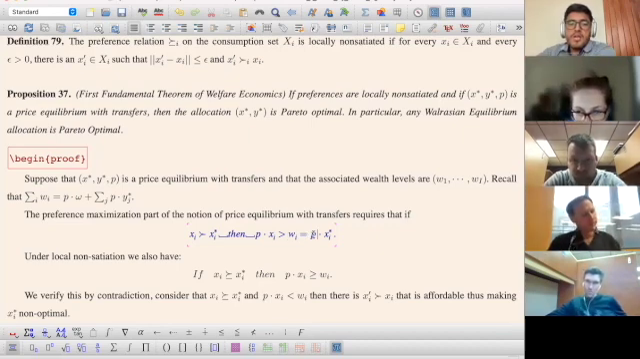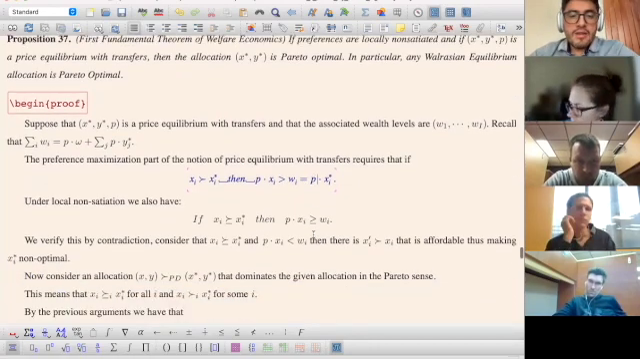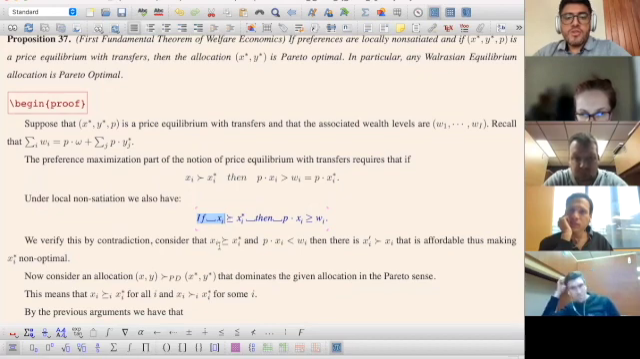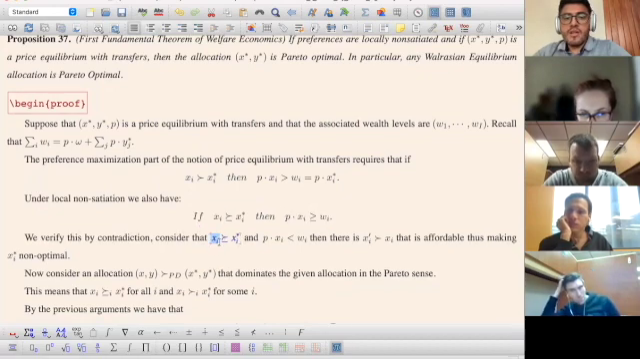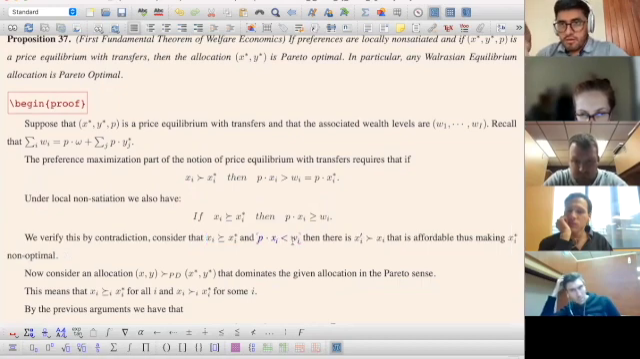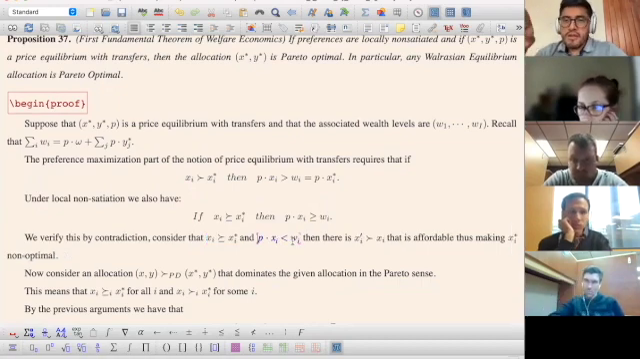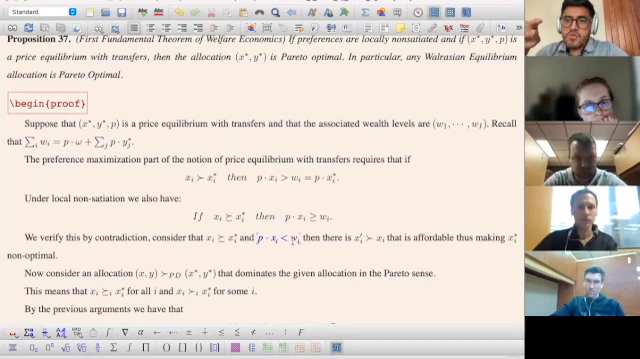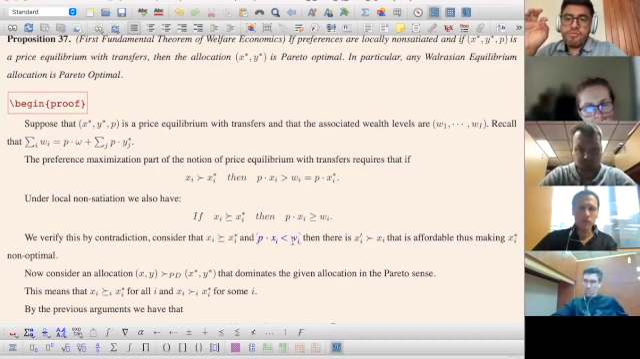And then Wi, by local non-satiation, Walras' law, has to be exactly equal to P times Xi star. So under local non-satiation, if Xi is weakly better than Xi star, then it also has to be weakly non-affordable. We verify this by contradiction. Consider that Xi is weakly better, and we have the contradiction of the previous statement, that it is strictly affordable. Then by local non-satiation, there has to be something near the allocation Xi star that is strictly better off for this individual, but also affordable, right? Thus making Xi star non-optimal.